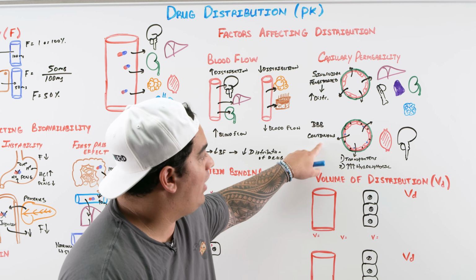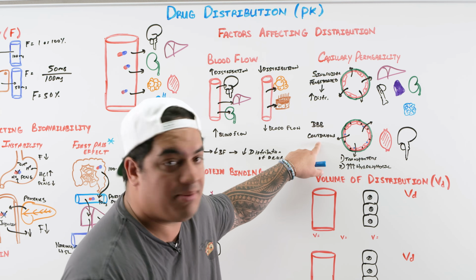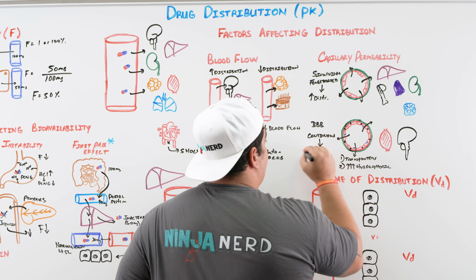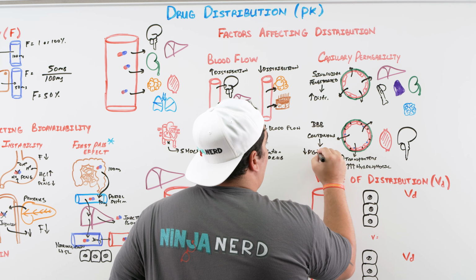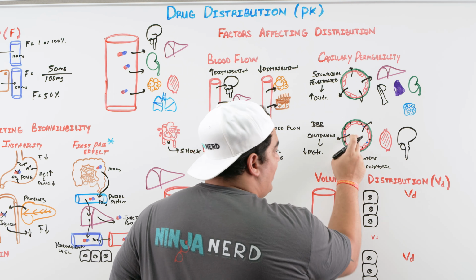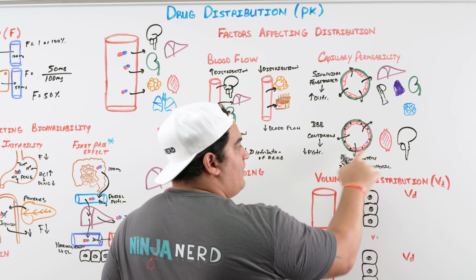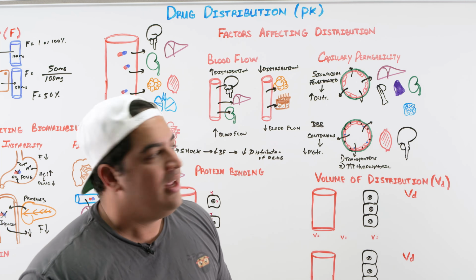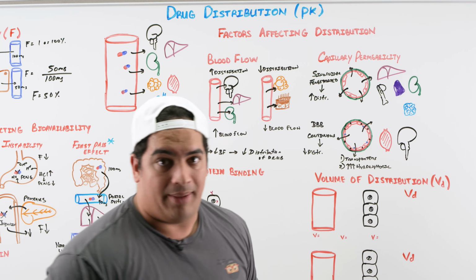But theoretically, what happens to the distribution of the drug in these types of capillaries where they're not very leaky? There would be a decreased distribution. And the only way that we'll be able to get that actual drug out of the capillaries into the tissues is if they have special transporters to push them out, or if they're extremely small and hydrophobic. And I think the best example here is the brain.